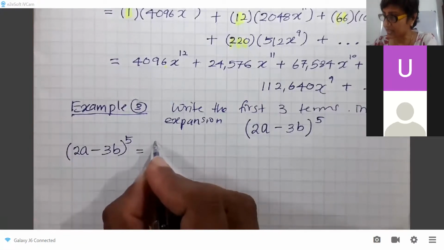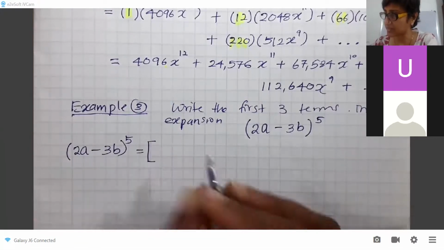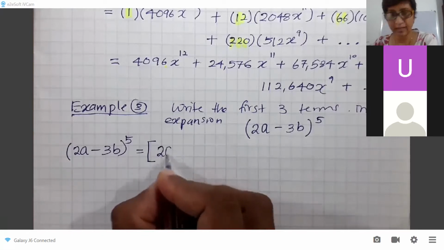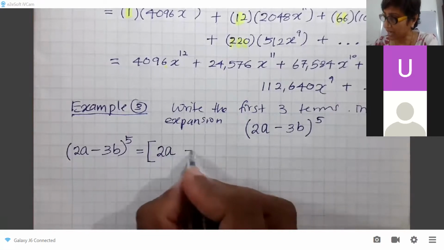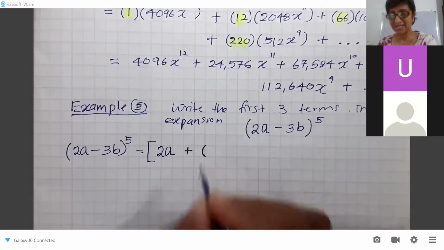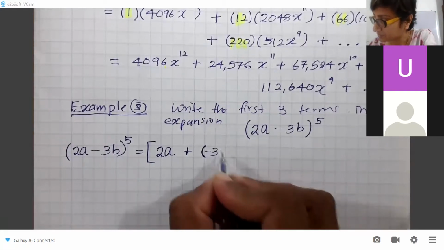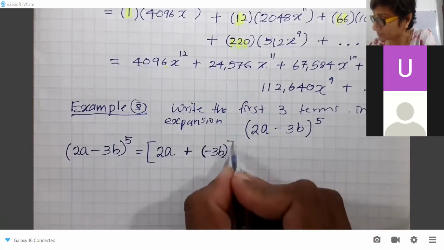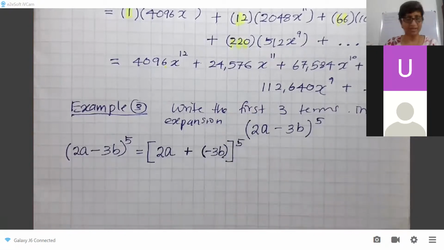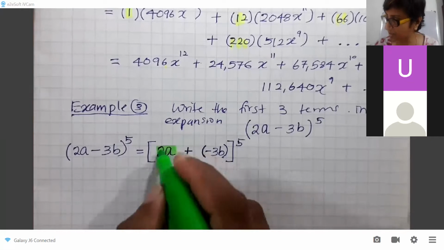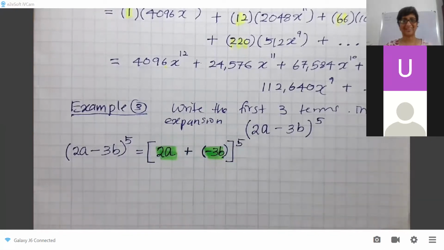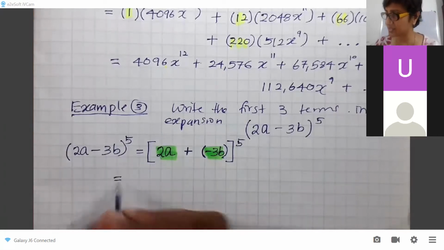I can write this as, let me change the bracket to a square bracket, 2a plus, I would make my second thing in the binomial, minus 3b, to the power of 5. So this is my first part, this is my second part, you understand? And now I have a plus sign. So when I do the expansion, I just need the first three terms now.